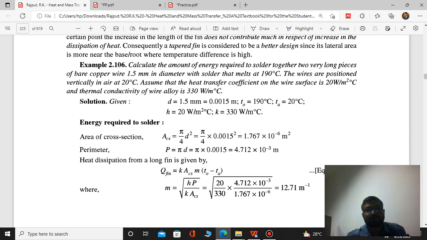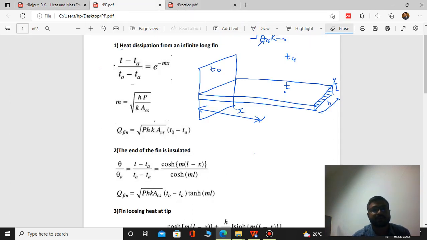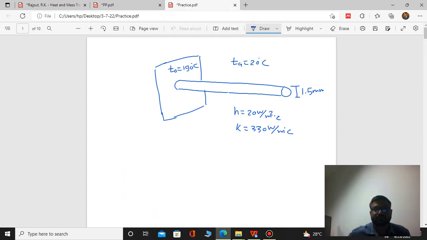So calculate the amount of energy required. So energy required or heat flow we will have to find. So we will have to find the heat transfer rate. So what is the formula for heat transfer rate? We will use this formula. What is the formula that you will have to remember? Q is equal to under root of PhA, cross section area K, then T0 minus TA.